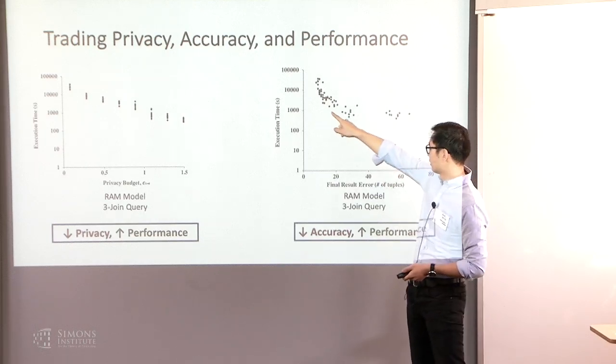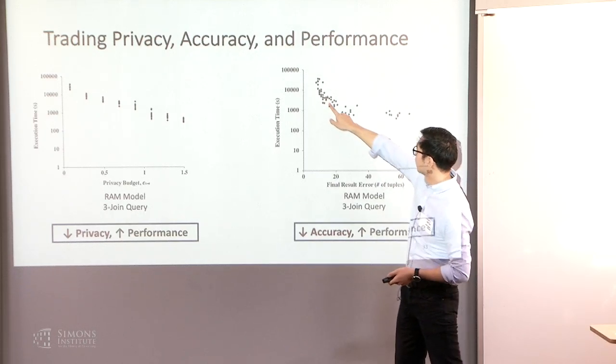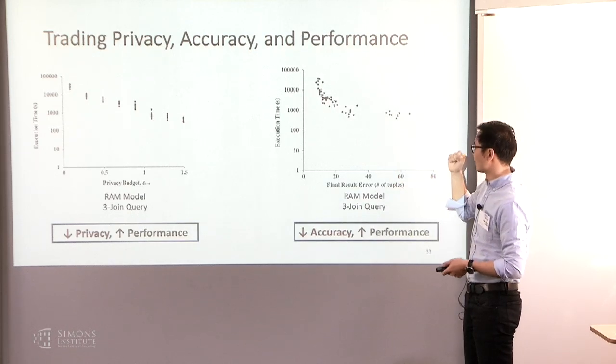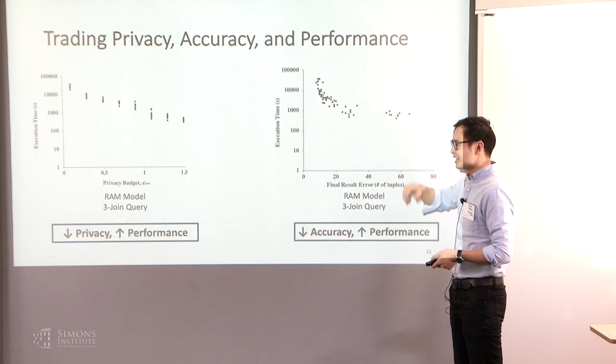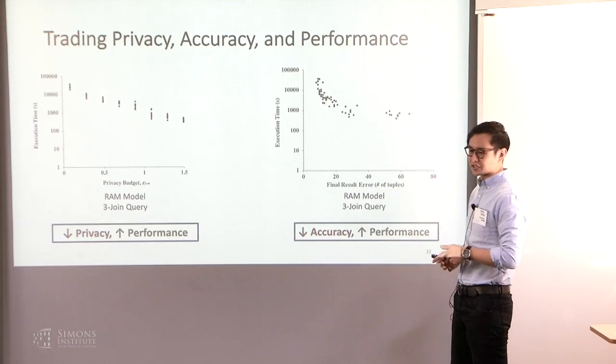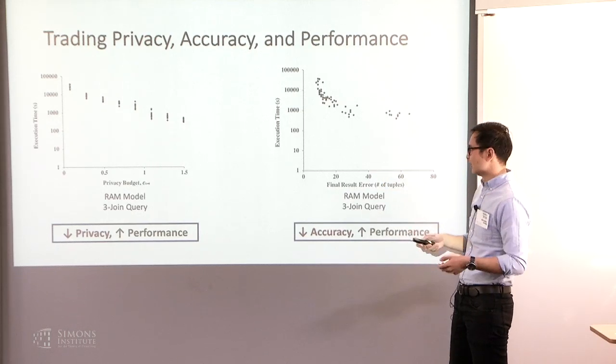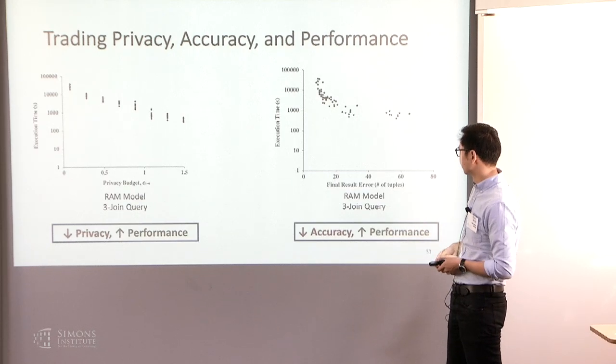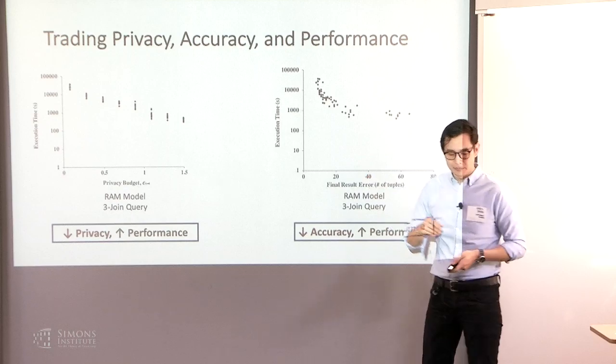And we see that the benefits of this tail off, because if you're applying more privacy budget during execution, you still have a limit based on what the tables actually look like, what the data looks like. So there's a point where you get diminishing returns.